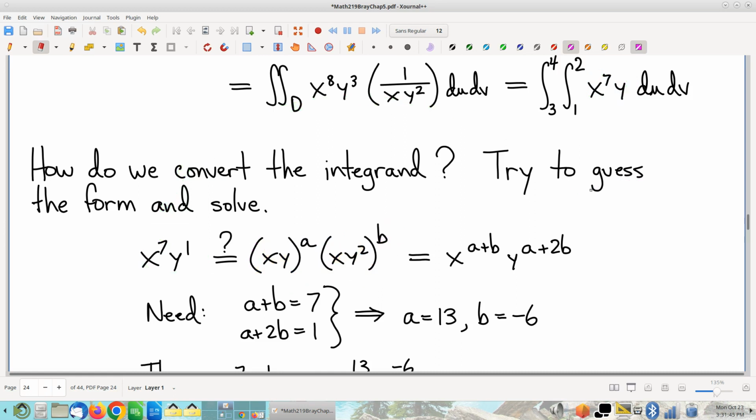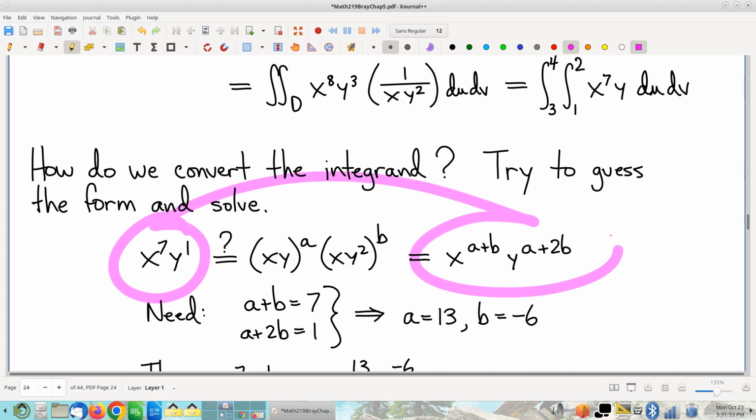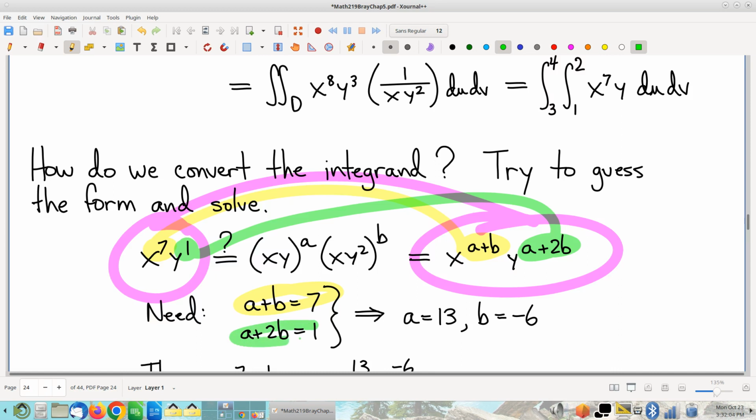And now a bunch of details. You multiply it out, right? Notice that if this is going to equal this, then that means that 7 had better equal a plus b. And furthermore, 1 had better equal a plus 2b. And so I've got myself a little system of equations which I can solve, and that's just linear algebra. Y'all know how to do that.